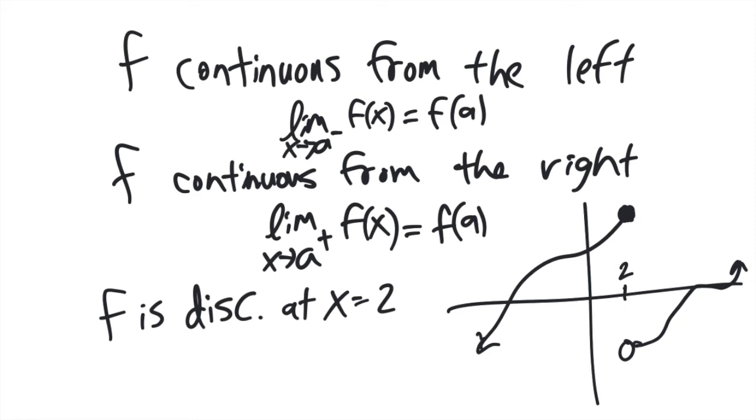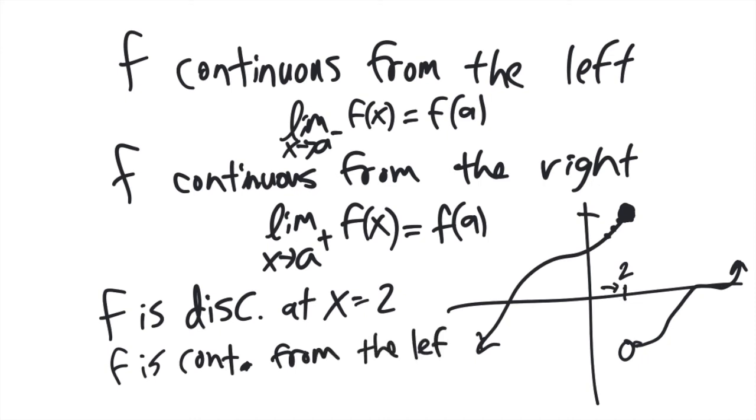Is it the case that the limit as x goes to 2 from the left is equal to f of a? So look at what happens when you have the limit as x goes to 2 from the left. You kind of take points as you walk along, and you get close to that value that has the closed circle there. And so f here is continuous from the left. It's not continuous in general, but it's continuous from the left. Okay, and is f continuous from the right?